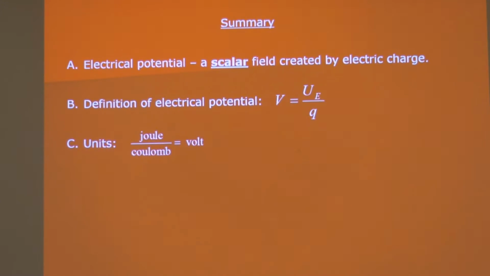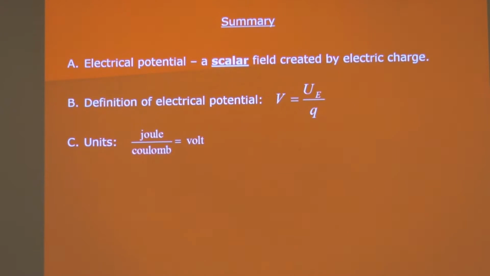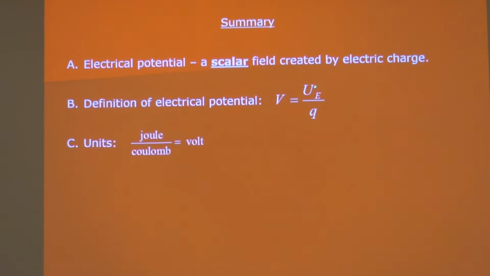The electric field is related to force. The V field is related to electrical potential energy. So here's a definition of the V field, or the electrical potential. The potential is equal to the electrical potential energy divided by the probe charge. In the units, energy is joules, charge is coulombs, and a joule per coulomb is a volt.